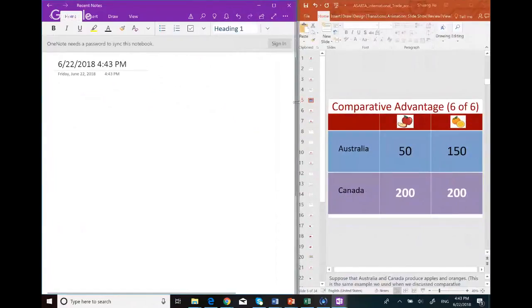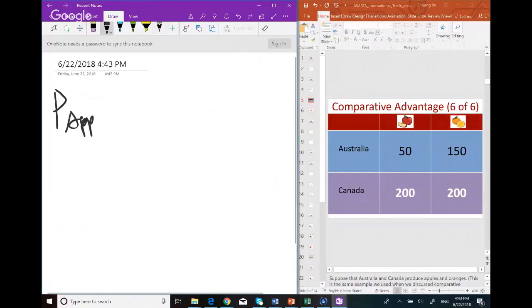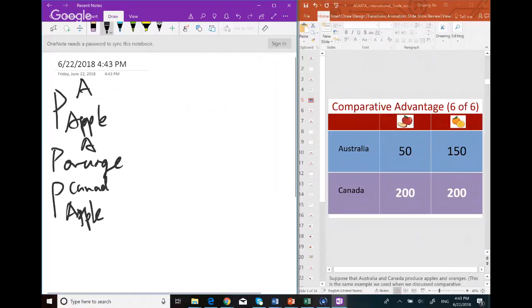Okay, I'm gonna do the price of apple in Australia, the price of orange in Australia, the price of apple in Canada, the price of orange in Canada. That's an ugly letter. All right, so we're gonna do 4 fractions.